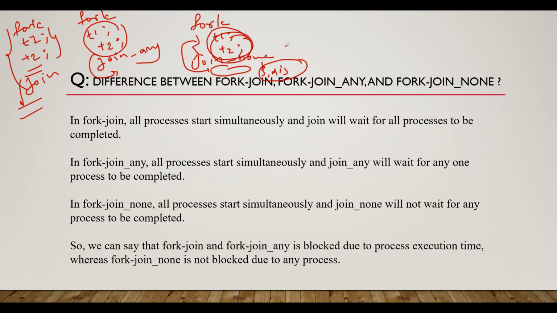Here I have written the definitions. In fork join, all processes start simultaneously and join will wait for all the processes to be completed. Whereas in fork join any, all processes start simultaneously and join any will wait for any of the processes to be completed. In fork join none, all processes start simultaneously and join none will not wait for any of the processes to be completed. So we can say that fork join any is blocked due to process execution time, whereas fork join none is not blocked by any process. So this is the basic difference between fork join any and fork join none. I hope it is clear.